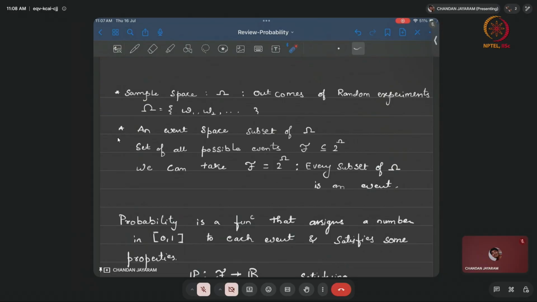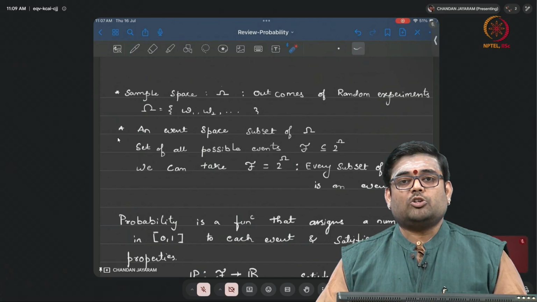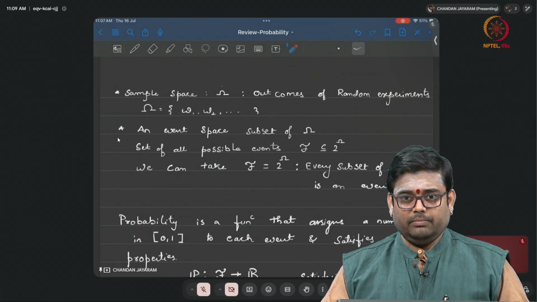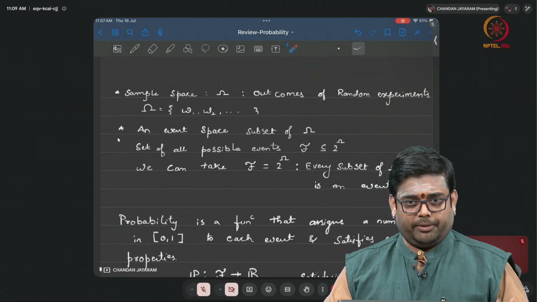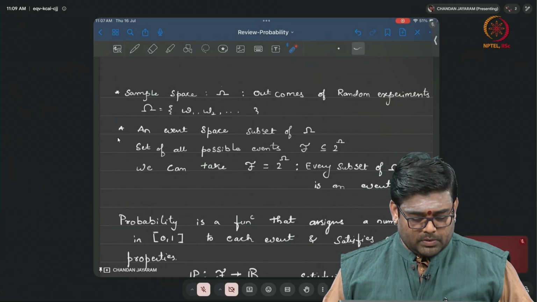In the sections that were taught by the professor, he has already introduced the ideas of sample space and the needed things like event space, probability measure and so on. I will just go ahead with the same recap once for the sake of completeness, and then we shall proceed. That is the plan.